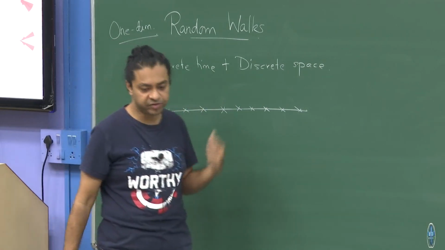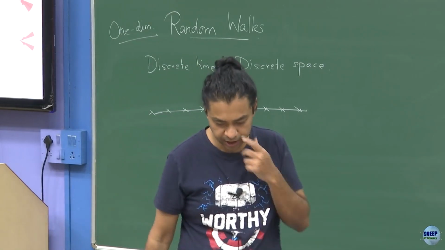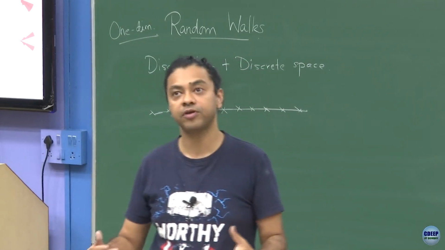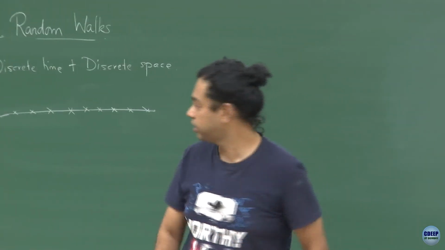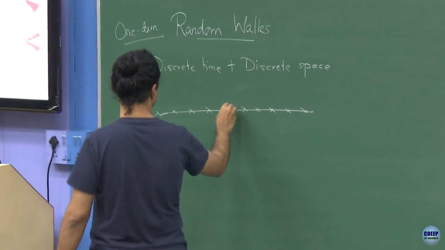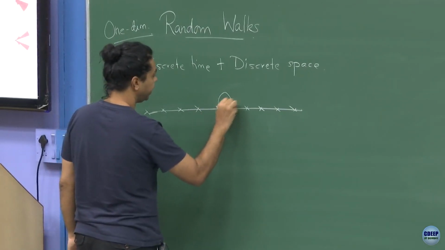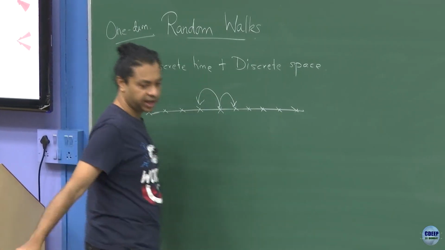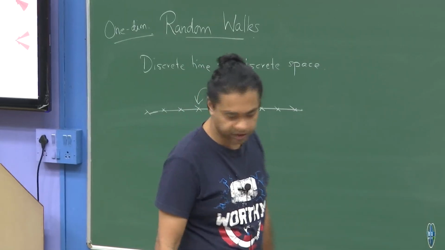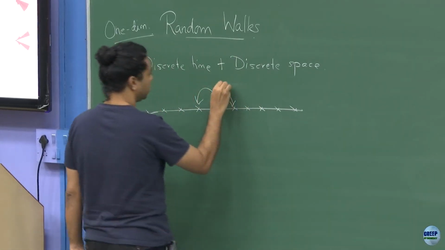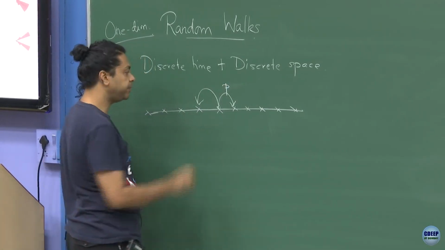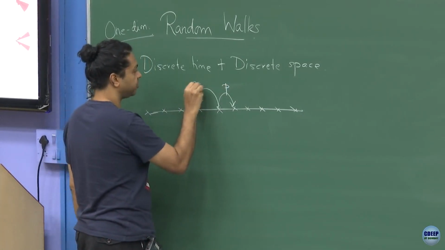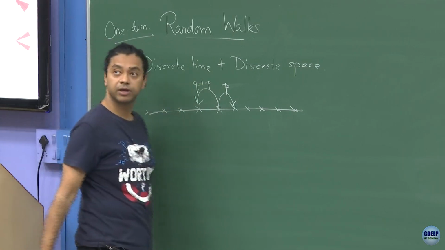And discrete time means that every time it hops, you increment your time with some discrete time interval. So your random walker was here, let us say, it can hop to the right or it can hop to the left, and I put probabilities for this. It can hop to the right with some probability p, and it can hop to the left with some probability q, which is 1 minus p.